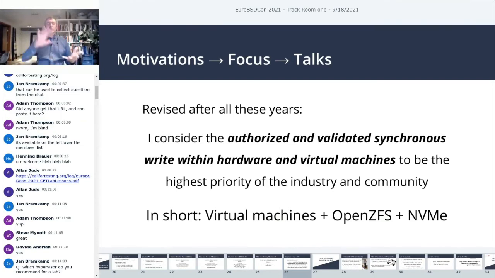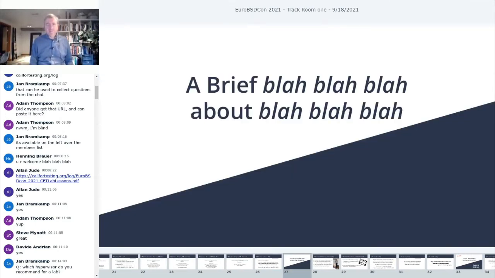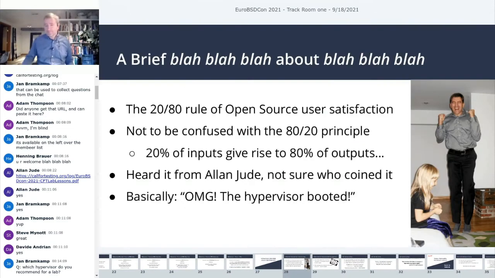Why take a whole new metaphor and dumb it down to legacy compatibility unless you truly need that? But if you're looking forward, well, I'm glad that SATA and SAS flash is going away slowly. Anyway, a brief blah, blah, blah about blah, blah, blah.